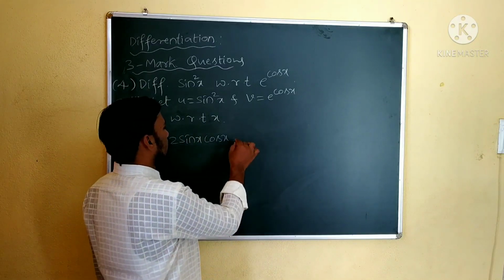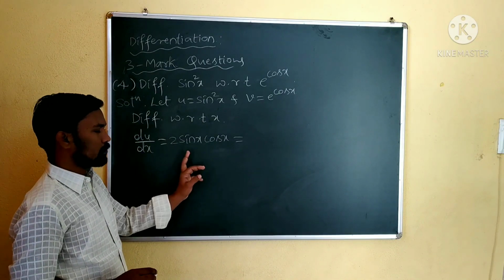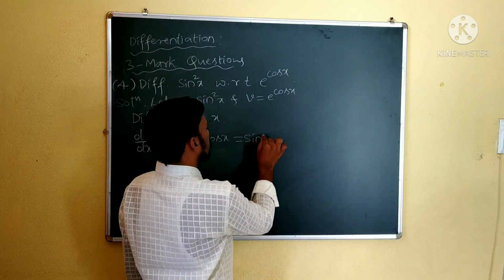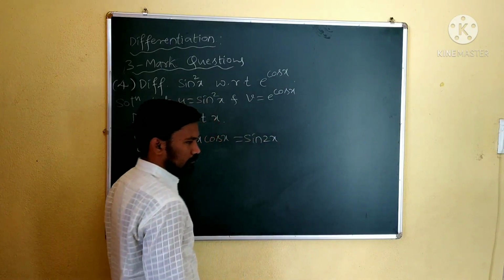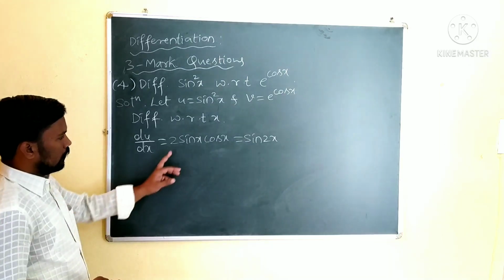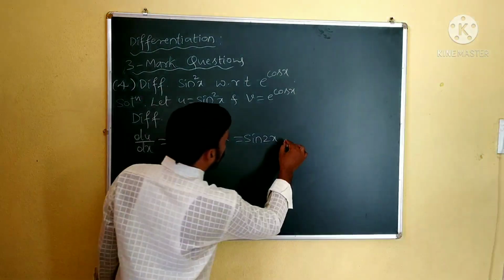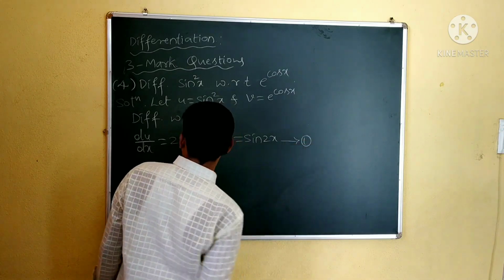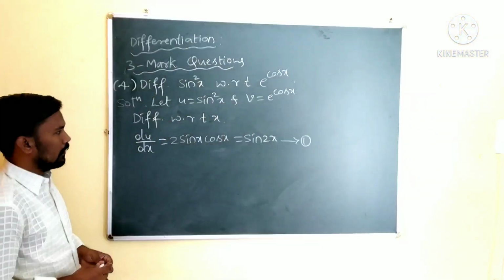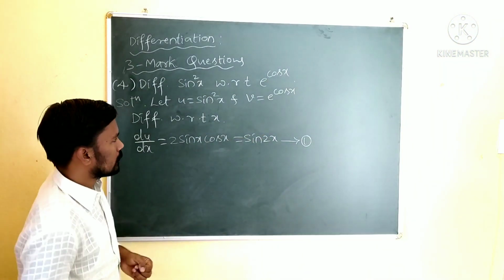That is equal to, now use the trigonometric formula, 2 into sin theta cos theta, 2 sin x into cos x, that is nothing but sin 2x. Right? Using the sin 2 theta formula. Sin 2 theta is equal to 2 sin theta into cos theta. So this is equation number 1. So we calculated du by dx, derivative of the first function with respect to x. And similarly, calculate dv by dx from the second equation.